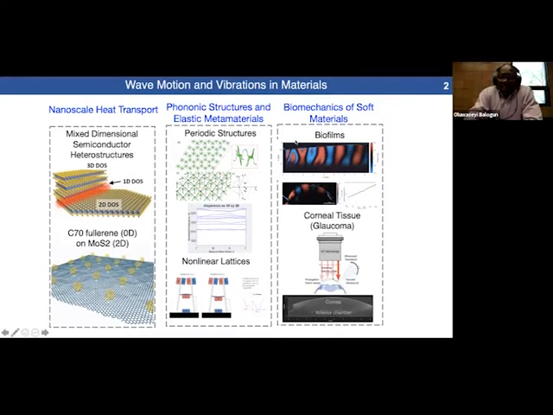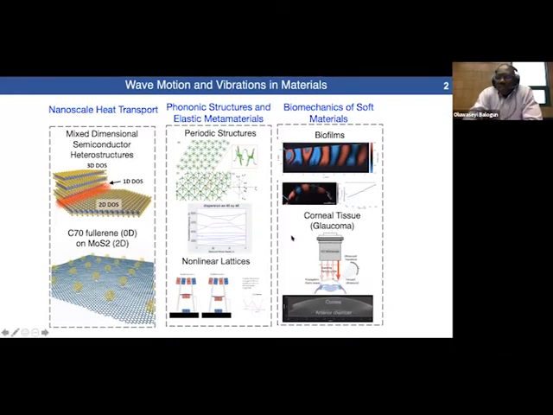And then the topic of this talk today focuses on the biomechanics of soft materials. I will talk about biofilms, as well as later on in the talk, I will just introduce some recent work in the area of understanding the mechanics of glaucomatic tissue, focusing on wave propagation in the cornea. So that essentially captures the summary of what we do.